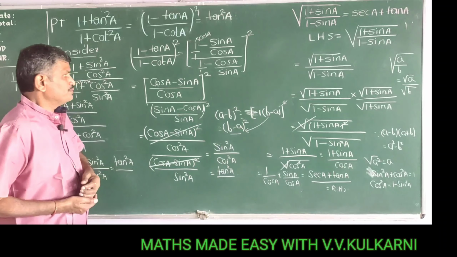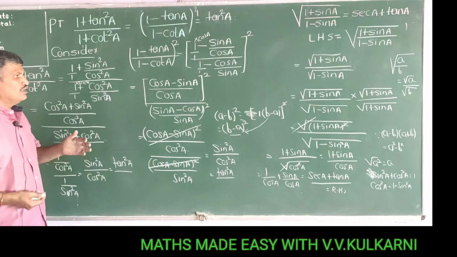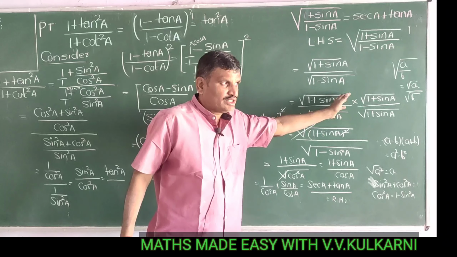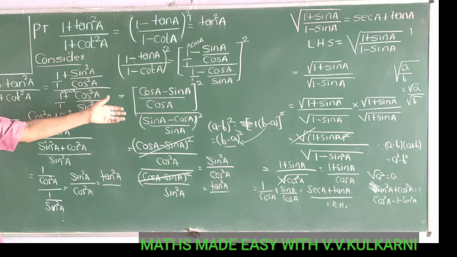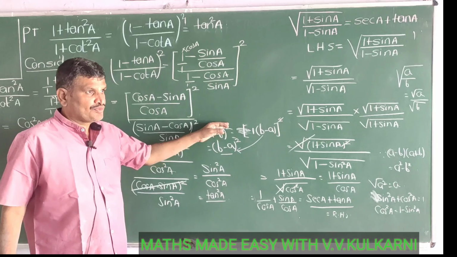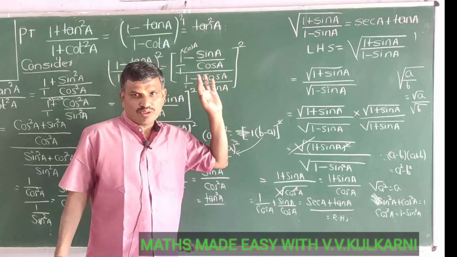So children, what we have done here is use the properties of rationalization of denominators that we studied in class 9th standard, and we are also using the identity sin square theta plus cos square theta, and the algebraic part is there. You see, a minus b whole square can be written as b minus a whole square also.